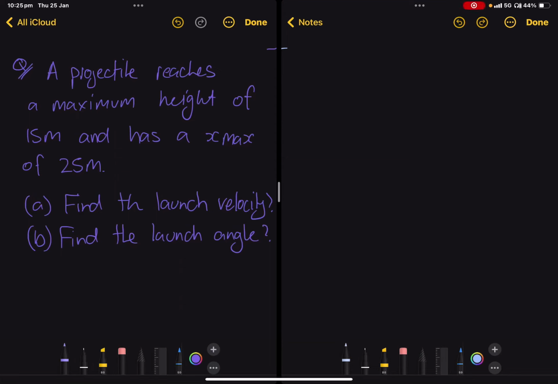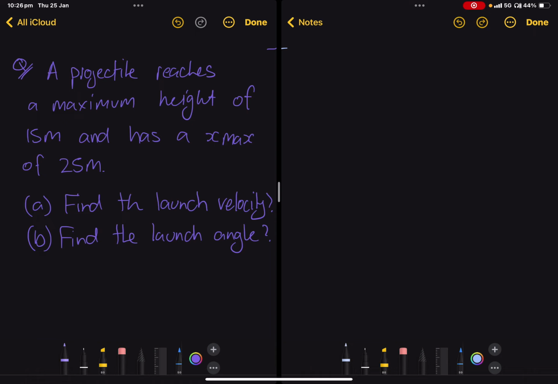So here we have another question on advanced mechanics. We're told a projectile reaches a maximum height of 15 meters and has an x max, a maximum distance traveled, of 25 meters. We have to, A, find the launch velocity, and B, find the launch angle.